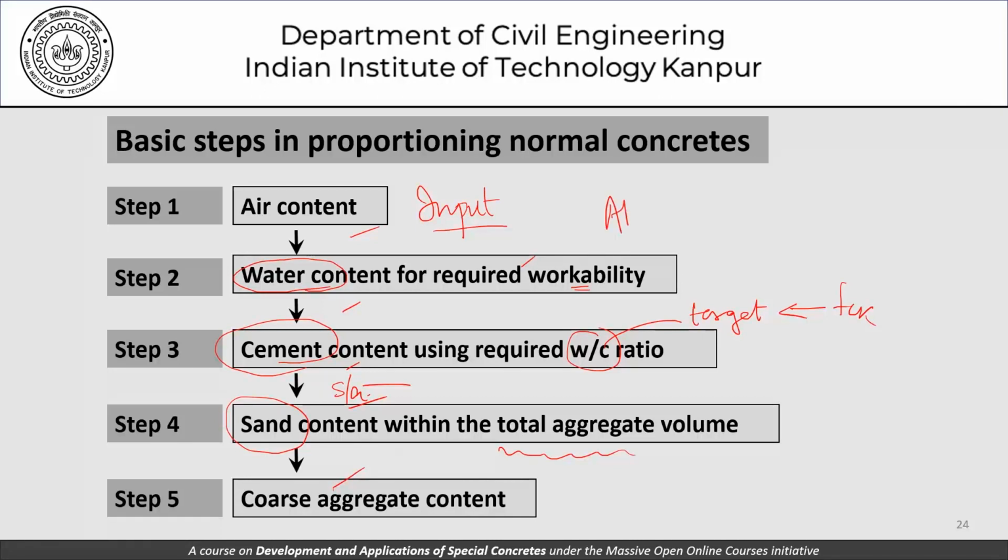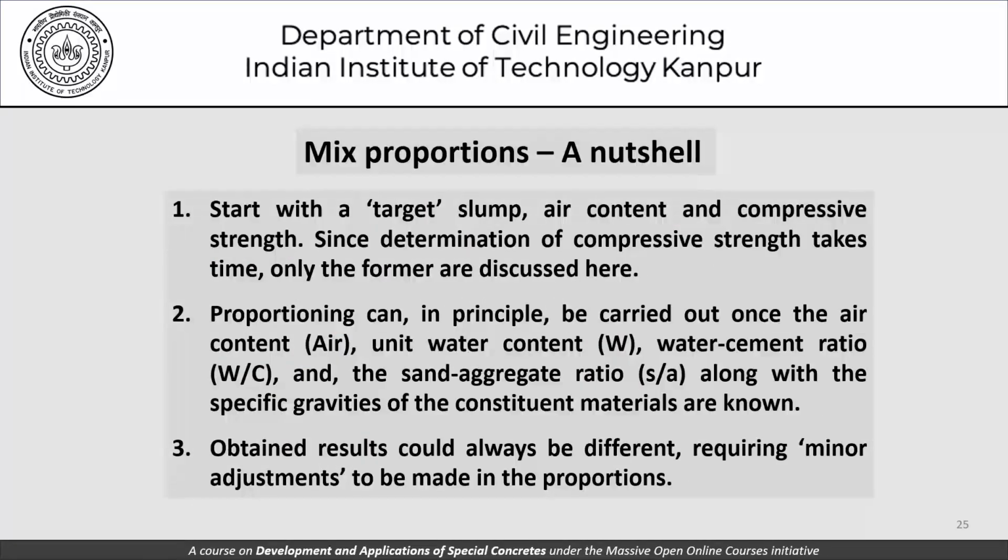We are not talking of bulk volumes. Remember this. Once again, to make sure that everything is clear to you, start with the target slump, air content and compressive strength. Since determination of compressive strength takes time, only the former will be discussed here. That is, we'll be talking about only the slump and air. The compressive strength part of it will have to be taken care of separately, and that's much simpler.